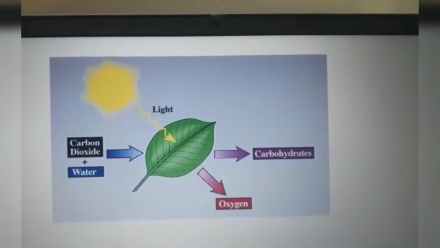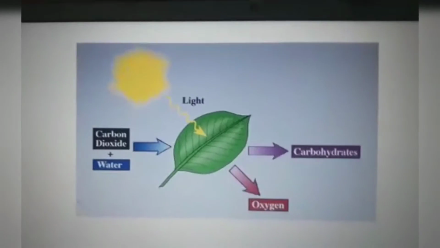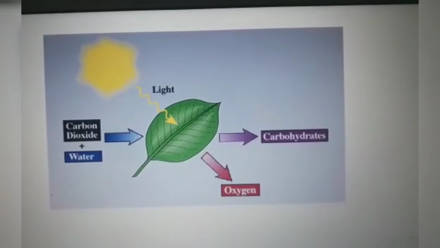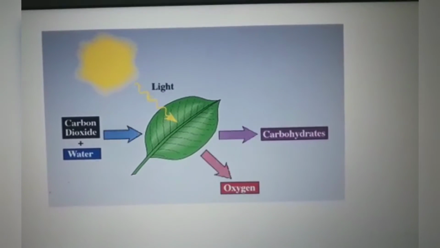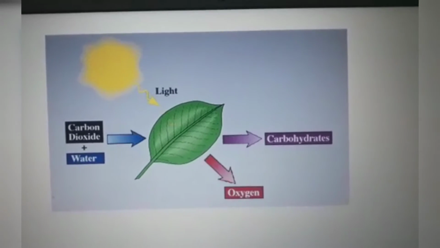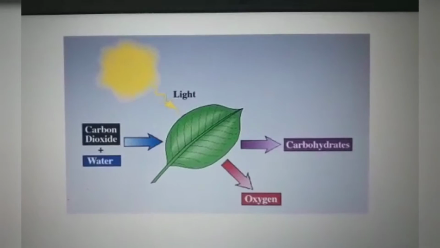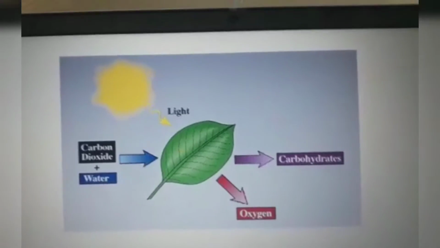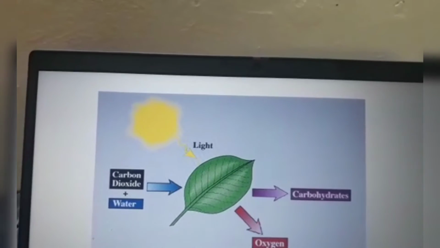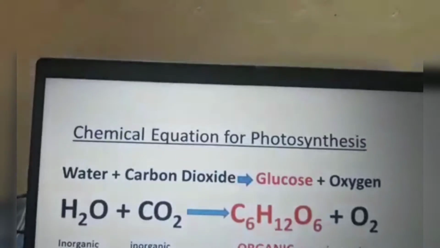After photosynthesis, which gas is released? Oxygen. This oxygen is very important for us, for our breathing process. Which gas are we breathing? Oxygen. So plants are very important for all living organisms. Plants also purify our atmosphere. So this is the equation of the photosynthesis process. I hope all of you are clear on this. Okay, shall we move to the next?